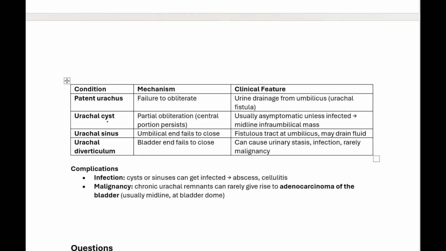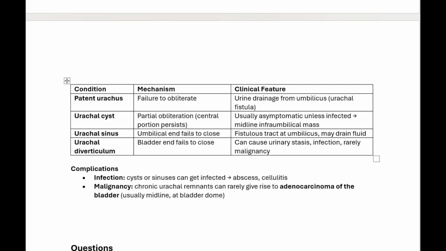And next one there is urachal cyst. Like I mentioned earlier, this is a partial obliteration, and they're going to have a central portion that passes. Most of the time, this patient is usually asymptomatic unless infected, and that could lead to a midline infraumbilical mass. Next one there is urachal sinus. So this is when the urachal end fails to close, and this could lead to a fistulous tract at the umbilicus, and this could be draining fluid from that area.